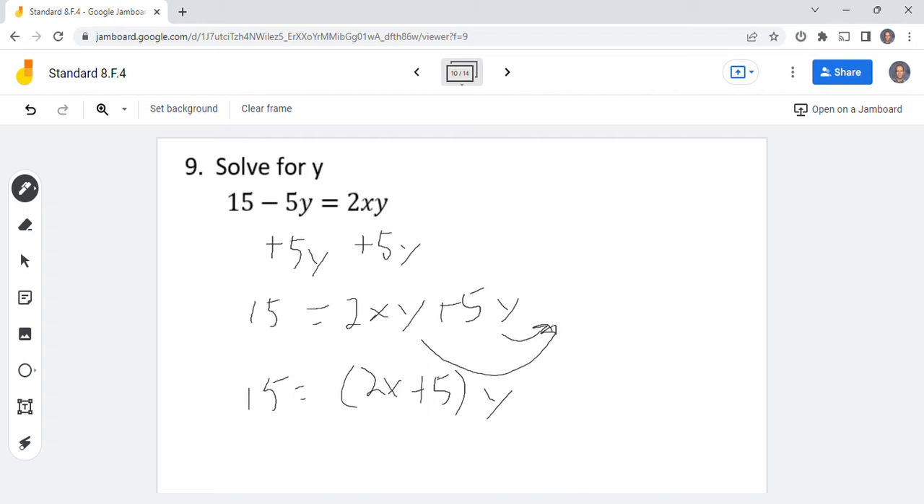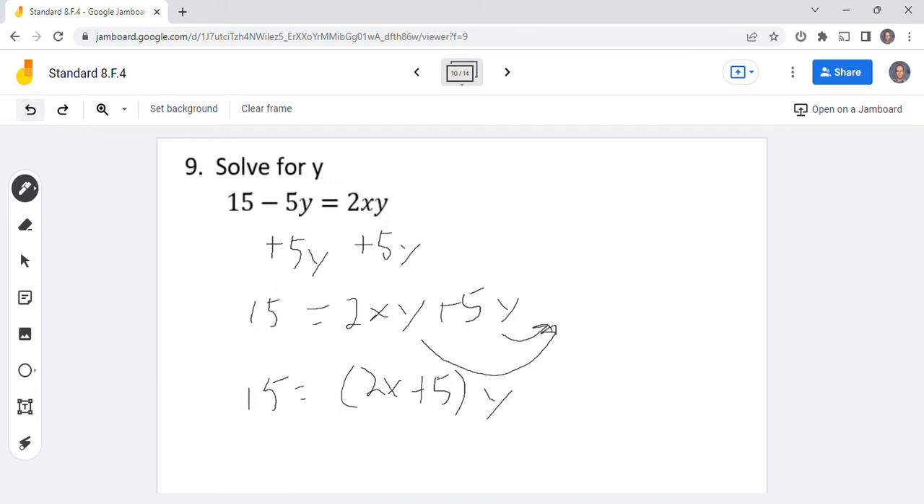Now I like to double check that I did this correctly, so I'm thinking if I was to distribute this back in, would I end up with the same thing? And we have y times 2x would be 2xy, the y times the 5 would be 5y, so we would end up back where we started if we distributed that.